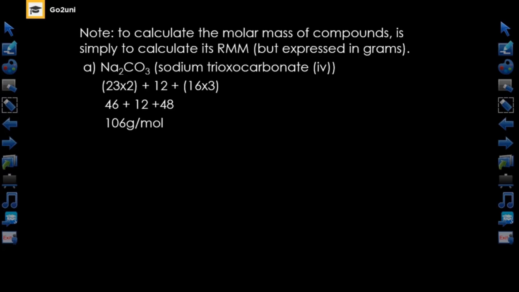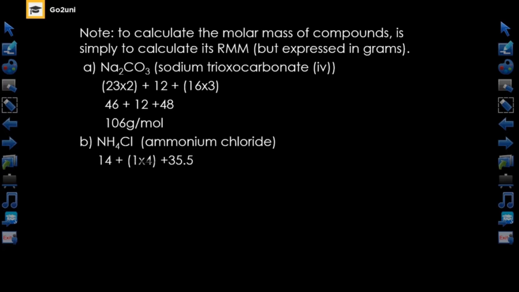So for sodium carbonate, Na2CO3, the molar mass of the compound will be, since sodium is 23 and there are 2 atoms of sodium in that compound, 23 times 2, plus carbon, which is 12. So we add the RAM for carbon, plus the relative atomic mass for oxygen, which is 16, but there are 3 oxygen atoms there, so it's 16 times 3. And by the time we carry out that calculation, we have 106 grams per mole for sodium carbonate.